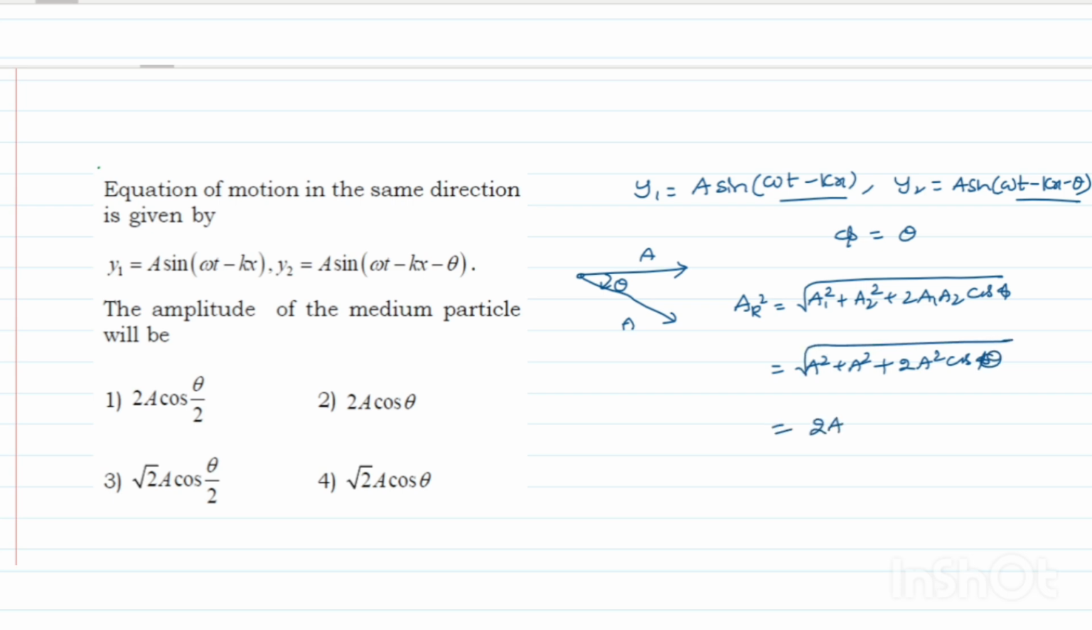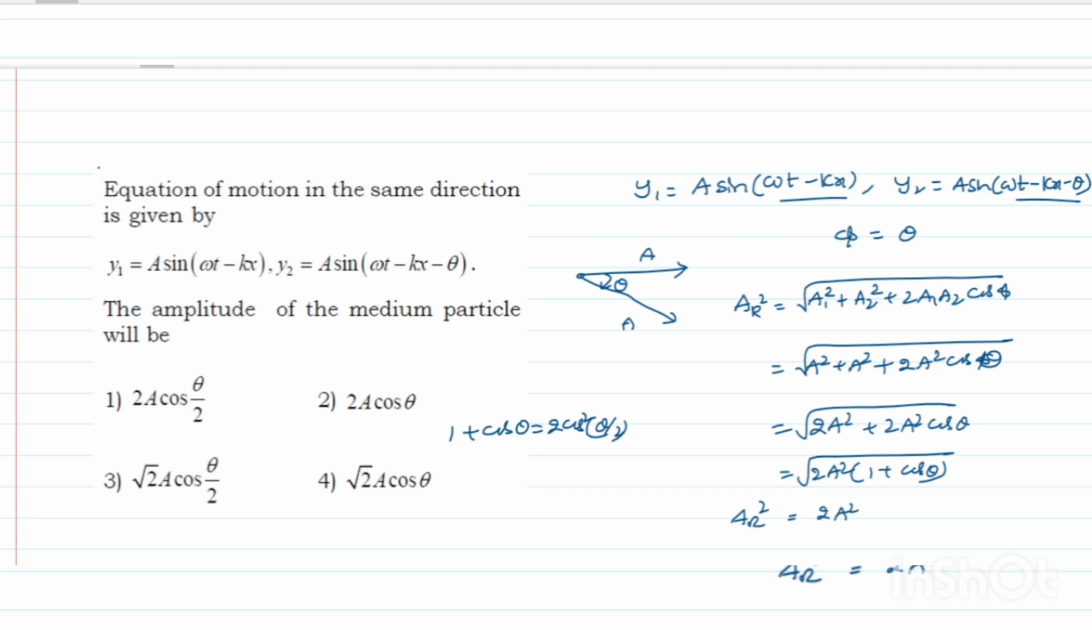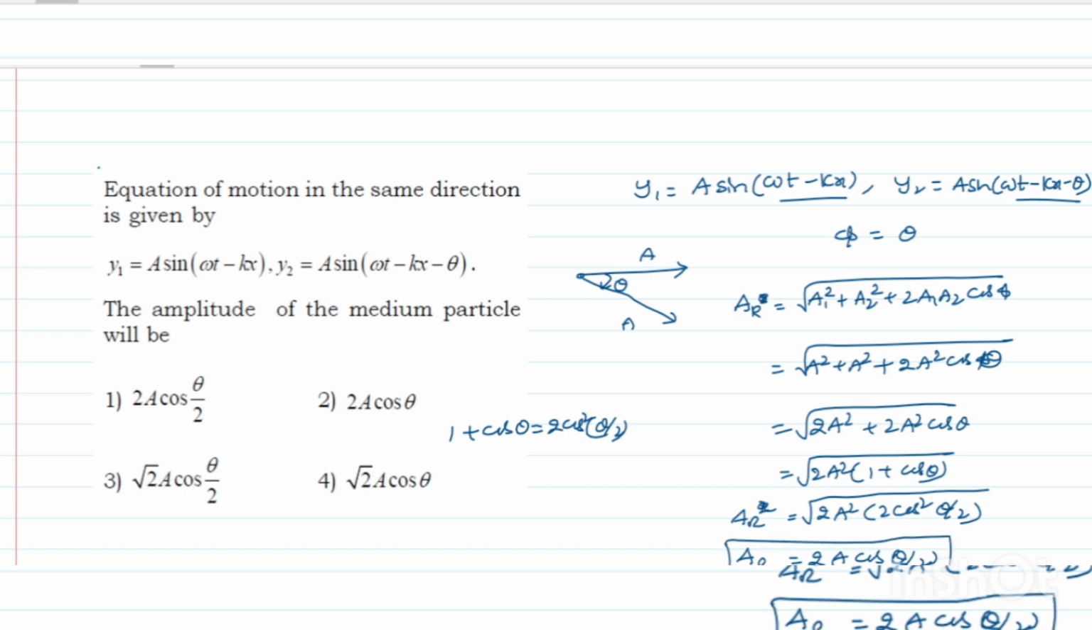Here you can write, students, 2a square plus 2a square into cos theta under root. If we take 2a square common, it becomes 1 plus cos theta under root. In trigonometry, the formula is 1 plus cos theta equal to 2 cos square theta by 2. So AR square will be equal to 2a square into 2 cos square theta by 2, under root. 2 2s are 4, under root it becomes 2, square root of a square is a, into cos theta by 2. So the resultant AR equals 2a cos theta by 2.